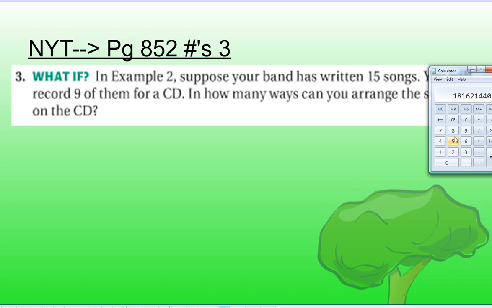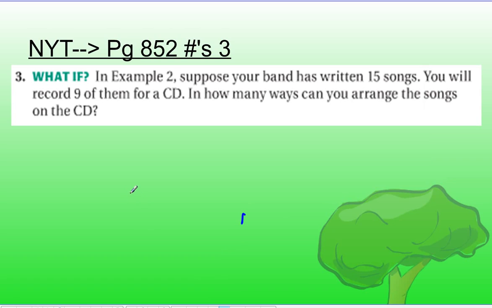And I plugged the numbers into my calculator, multiplied, and that is the answer that I got. So I got 1,816,214,400. And we got that from doing 15 permute 9.